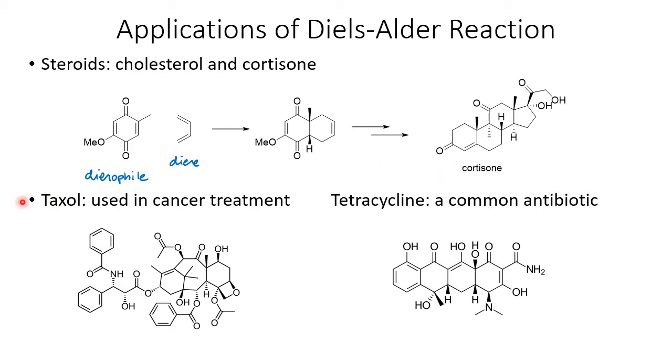Now, the Diels Alder reaction is also used to make Taxol. This is an example of the drug Taxol, which is used in cancer treatment, as well as for tetracycline, which is a common antibiotic. So you can see here we have 1, 2, 3, 4 fused six-membered rings. So in the formation or synthesis of this particular drug, the Diels Alder reaction is also useful.